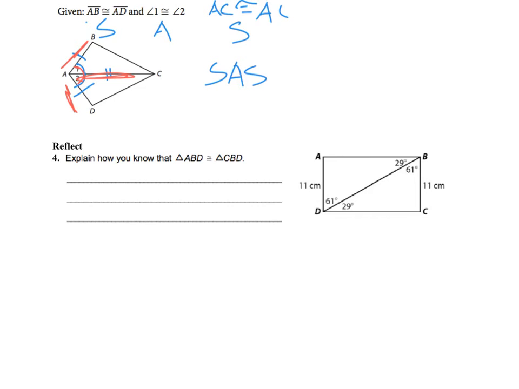All right, so a little different picture here. I want you guys to reflect and answer on this. Can you explain how ABD is congruent to CBD? All right, so explain that there.